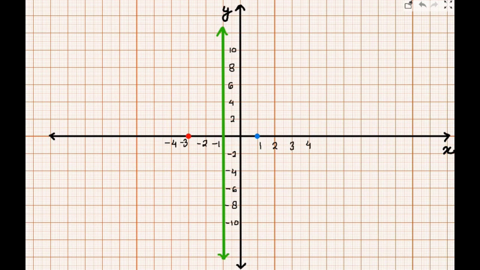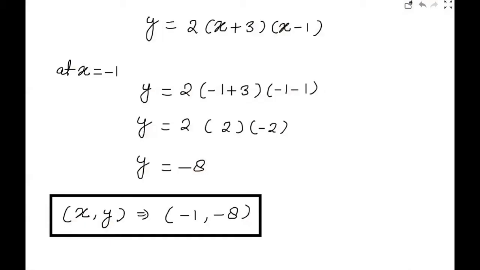We can plot it. Negative 1 comma negative 8 is plotted here. After this we have an idea about the function, but at least one more point is needed to have a proper graph. So we can assume a certain value of x, figure out the corresponding value of y, and then we'll be able to plot our graph.